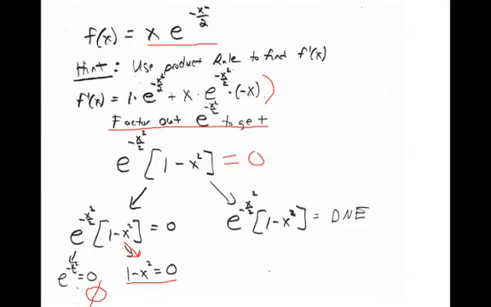A way to check that is, if you were to try to solve it, you would take the natural log of both sides. And when you tried that, the natural log of 0 on the right-hand side doesn't exist. And so that's when you would see there was a problem.